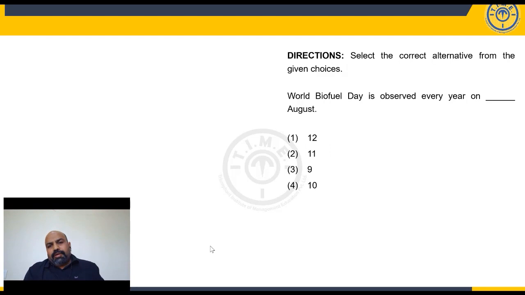World Biofuel Day is always observed on the 10th of August. What should you know about this choice here? 9th of August is Nagasaki Day, also Quit India Day sometimes, though 8th August is usually observed as Quit India Day. And 6th August is Hiroshima.